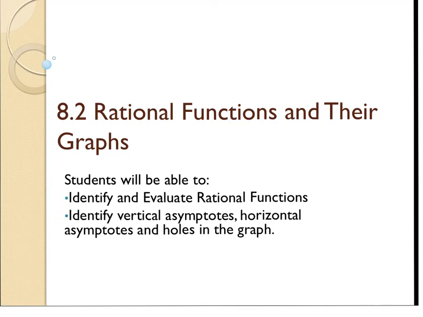Okay, we're going to go ahead and start our videos on Chapter 8. We skipped Section 8.1. We just jump right into rational functions. Here are the objectives for this section. We're going to identify and evaluate rational functions. We got this guy right here. Vertical asymptotes, horizontal asymptotes, and holes. And we'll get more in depth as to what these are and how we find them.